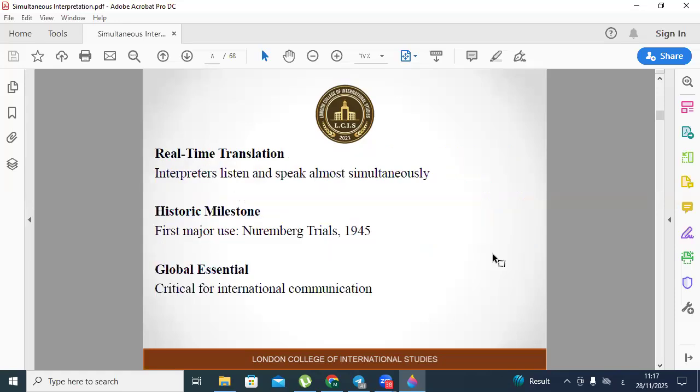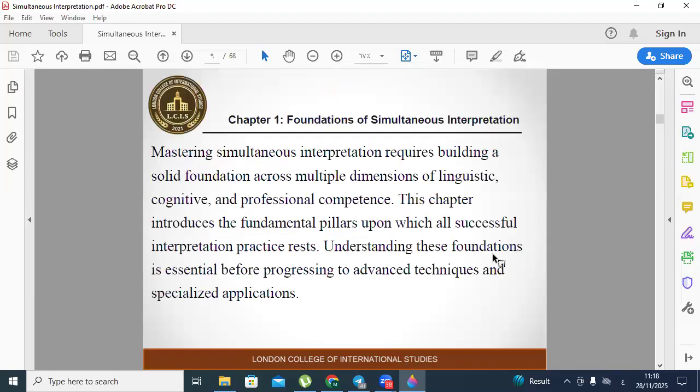Now let's talk about real-time translation. Interpreters listen and speak almost simultaneously. Historic milestone: first major use, Nuremberg trials, 1945. Global essential, critical for international communication. So let's start with chapter 1.